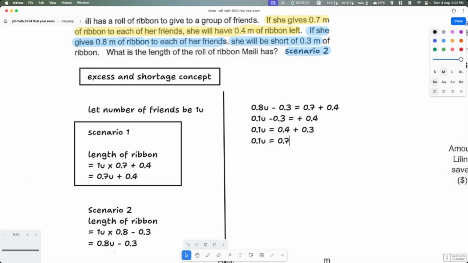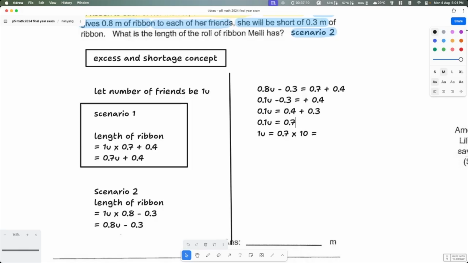So this will be 0.7 meters. So 1 unit is equal to 0.7 times 10, which is 7. So the length of ribbon will be equal to 7 times 0.7 plus 0.4, which is 4.9 plus 0.4, equal to 5.3. There you go.